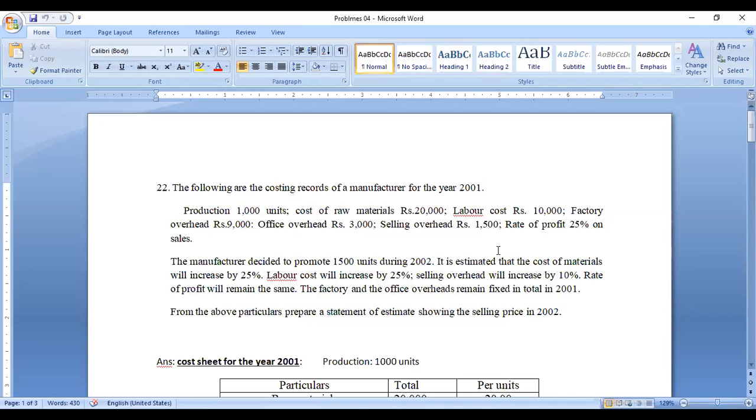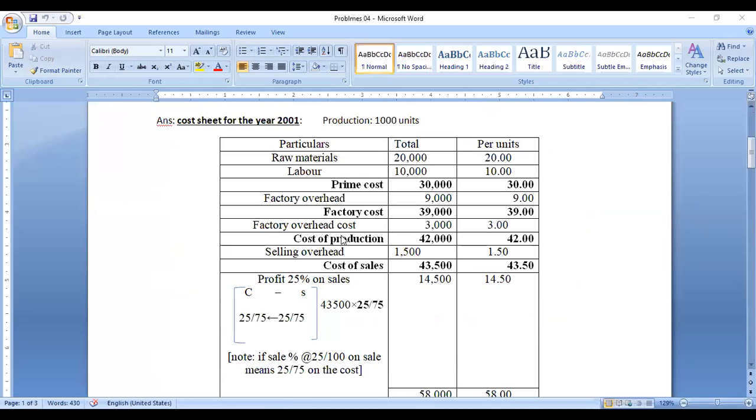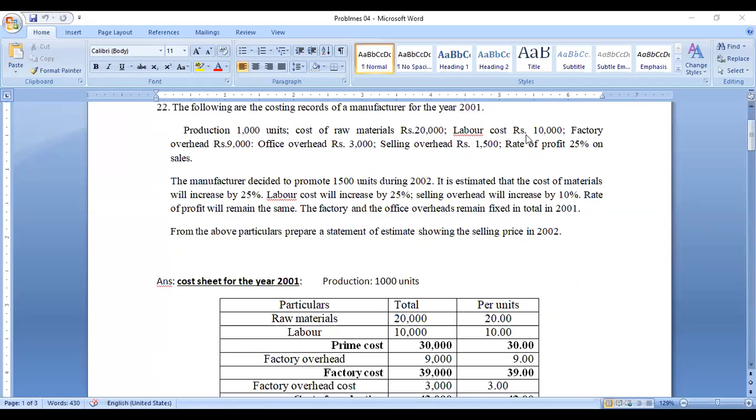Here the production is 1000 units, which we are going to produce. For producing the 1000 units, the raw materials required are 20,000, labor 10,000, factory overhead 9,000, office and administration overhead 3,000, selling overhead 1,500, and the rate of profit is 25%. This is the basic information. With this information, first you have to calculate the cost of the product, and here only the raw materials and labor cost are given.